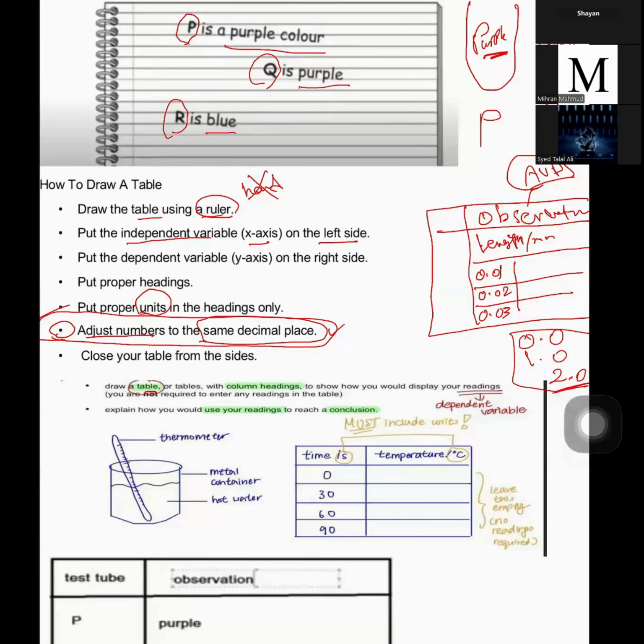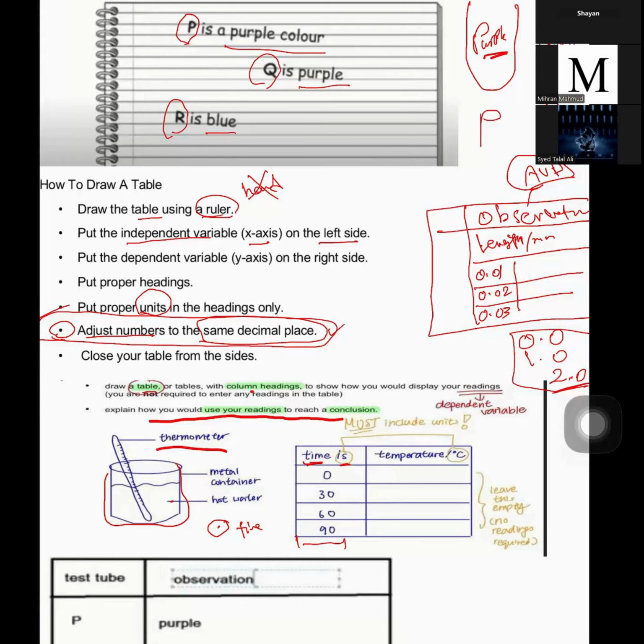Draw a table. This is a question with column headings to show how you would display your readings. You are not required to enter any reading in the table. Explain how you would use the reading to reach a conclusion. What is the reading here? There is a hot metal container. This is hot water, and this is a thermometer. A thermometer will measure what? Temperature. What's my independent variable? What am I waiting for? Yes, time. So the time will be on the left side. I write time as a heading and I give it a unit.